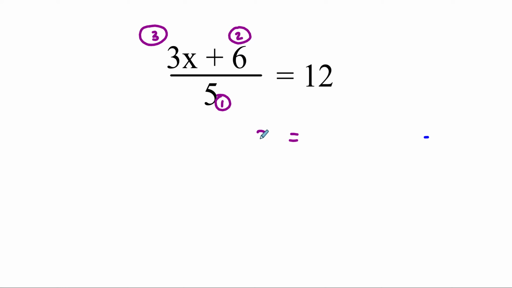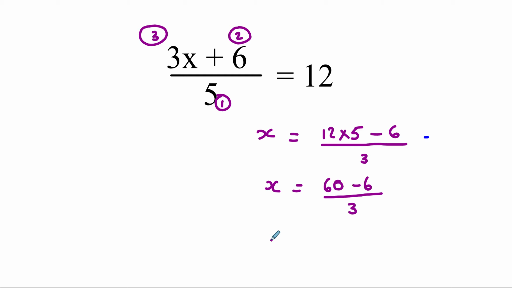Now at the moment, in order to make x the subject in one step, we're going to firstly take over the 5, which is dividing, so we have 12 times by 5, and then we take over the 6, which is plus 6, so it's minus 6, and as we have our times by 3, that's going to turn into a division of 3. So let's just quickly work that out. 12 times by 5 is 60. Remove 6 and divide the whole thing by 3. So what we're looking at is 54 divided by 3, and that would give us 18.